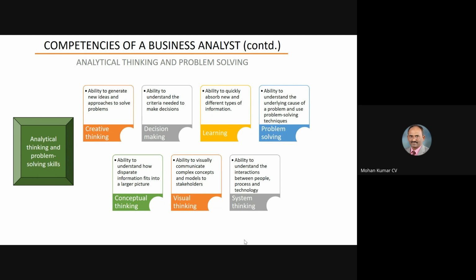Next comes the learning, ability to quickly absorb new and different types of information. Somebody was asking what is the best skill that you should have. Fola and Ifi, what do you think for getting success? What is the best skill that you should have in any job or in anything that you do? So, if you want to be successful, what are the skills that you should have? What is the best skill that you should have? Any idea? You can come up with anything.